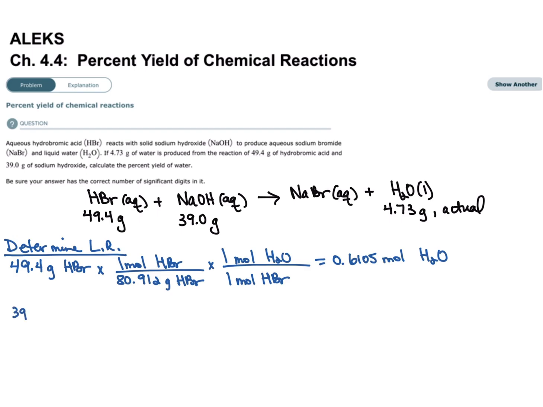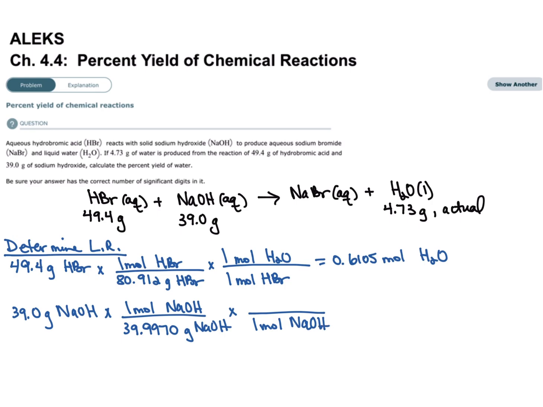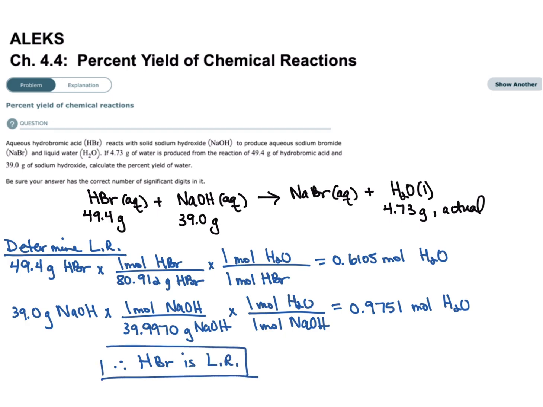I'm going to do the same thing with the base. And for every 1 mole of sodium hydroxide, we have 1 mole of H2O. We're going to compare 0.6105 moles is smaller than 0.9751 moles. So that means my limiting reactant is HBr. We're going to start playing with HBr.